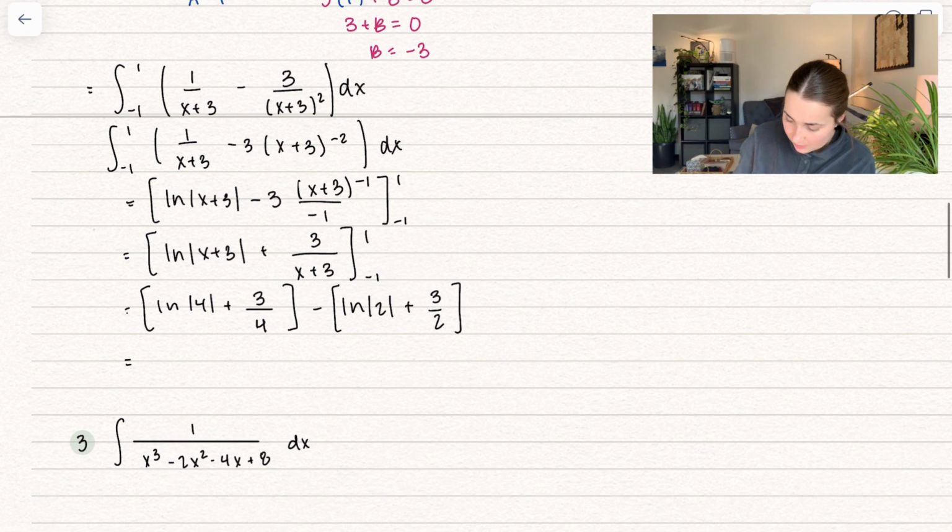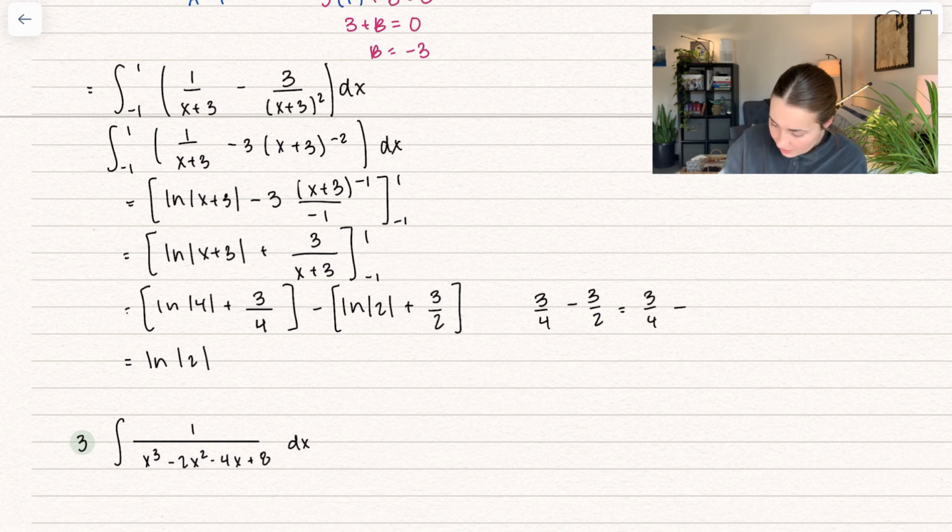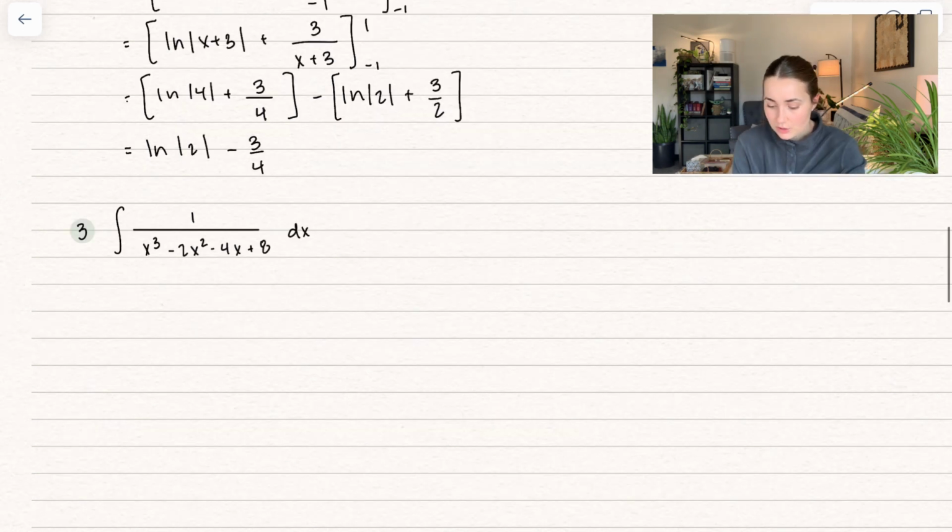So first we can combine natural log of 4 minus natural log of 2. If we use natural log rules, that's natural log of 4 divided by 2, which is just natural log of 2. And then here we have, I'll write it on the side, 3/4 minus 3/2. So that's going to be equal to 3/4 minus 6 divided by 4. So that's going to be minus 3/4. And that right there is our solution without a calculator. You can, of course, calculate it out if you wanted to. So now let's go ahead and try one more.